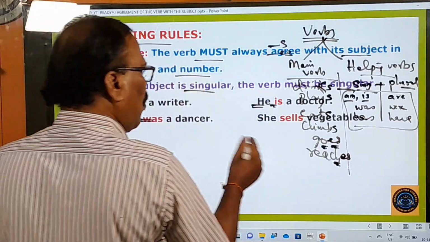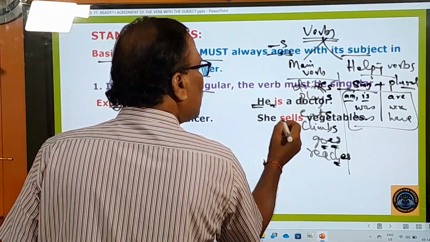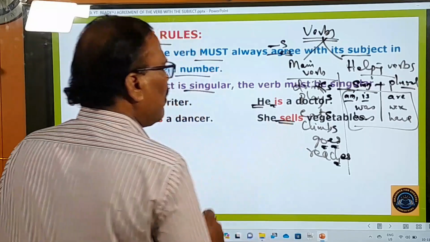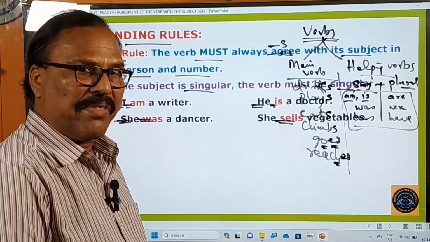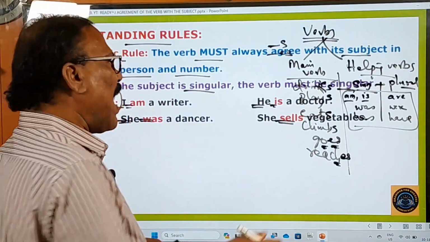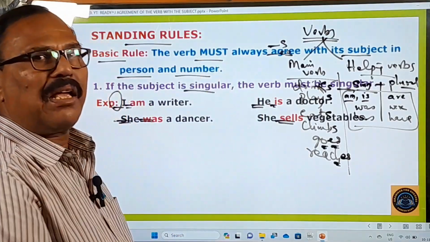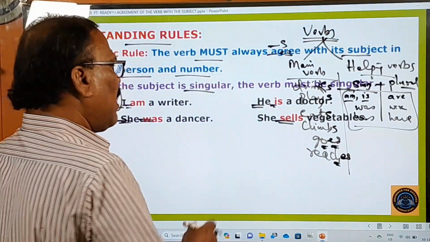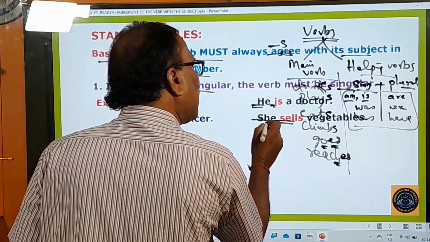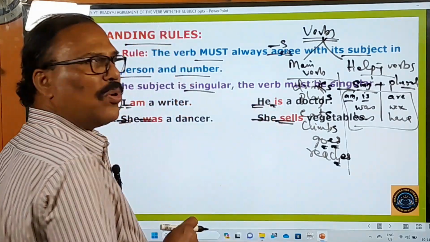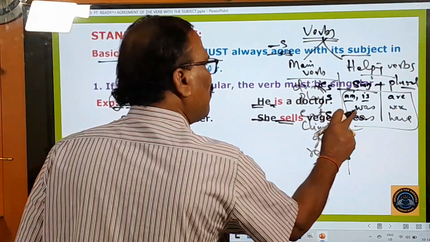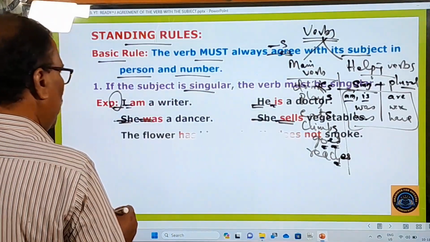And now I'm talking to you about the main verb. So, she sells vegetables. You know very well, sell is a verb, and it is a plural verb, but if you add s to that, it becomes a singular verb. Now she is a singular subject, and therefore the verb is also singular. She sells vegetables, right? And you go to the next example.